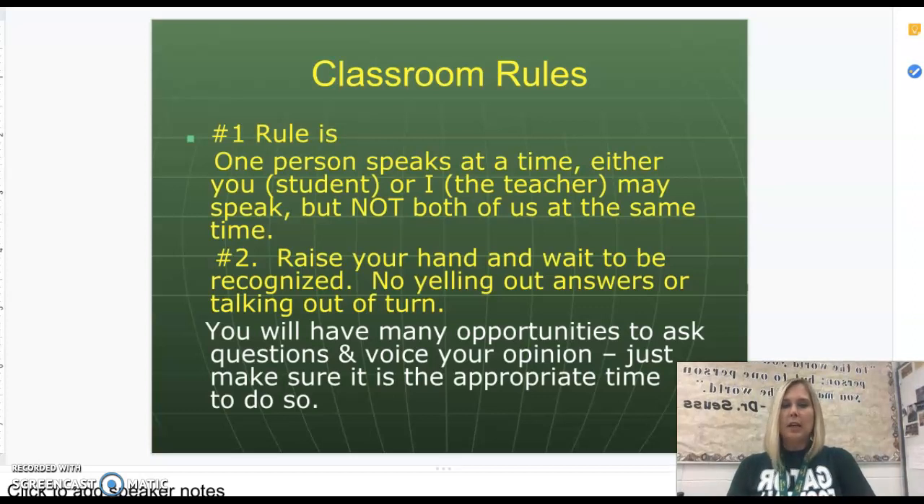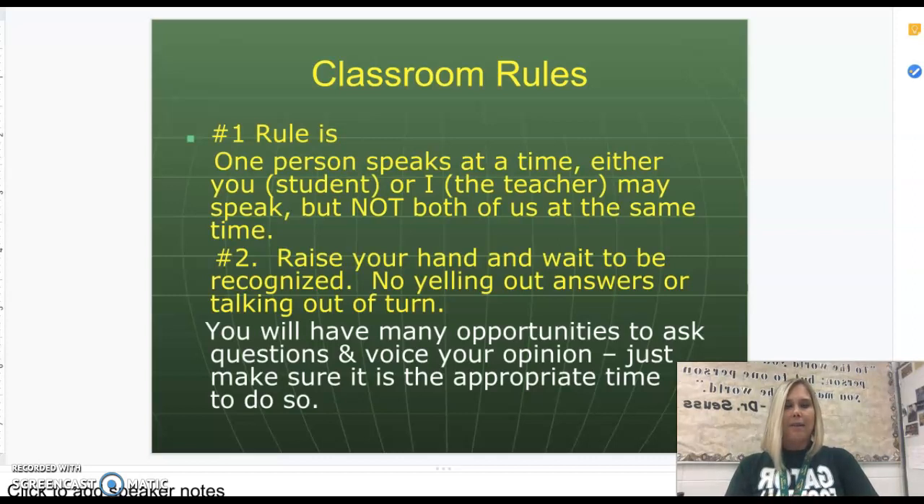So whether you're here or not, the rule is when I am speaking, you are listening. We can only have one person speak at a time. So it's either you asking a question or responding to a question that I have, or you're making a comment about the material we're going over, or I am delivering material, but we cannot speak at the same time.